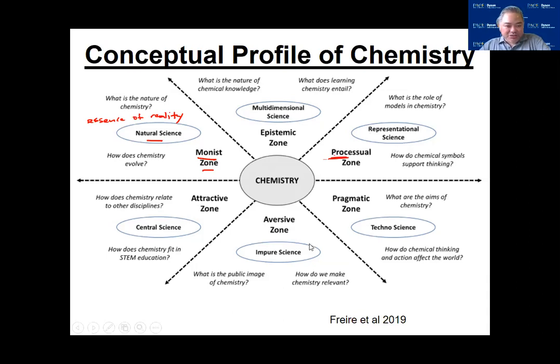Okay. Now, if we go to the other zone, we have the pragmatic zone here. This involves technoscience. So here, what are the aims of chemistry? How do chemical thinking and actions affect the world?